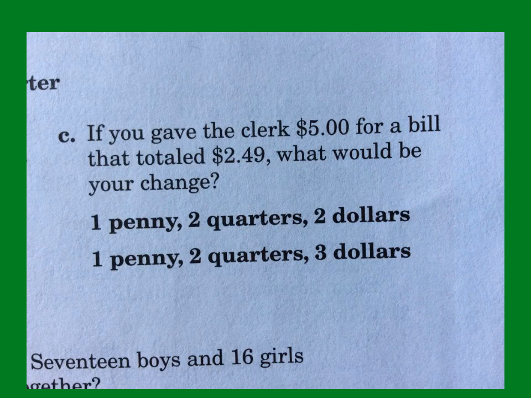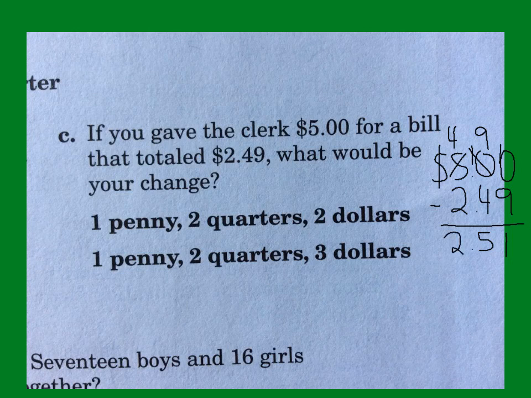C, if you gave the clerk $5 for a bill that totaled $2.49, what would be your change? I'll do it again where I subtract $2.49. Again, we got to borrow. We'll borrow from the 5. We borrowed 1, so the 5 is now a 4. The 1 we borrowed goes here, now that's 10. Now we borrow from the 10, make it a 9, and make the 1 there. 10 minus 9 gives us 1. 9 minus 4 gives us 5. Bring down the decimal point. 4 minus 2 gives us 2.